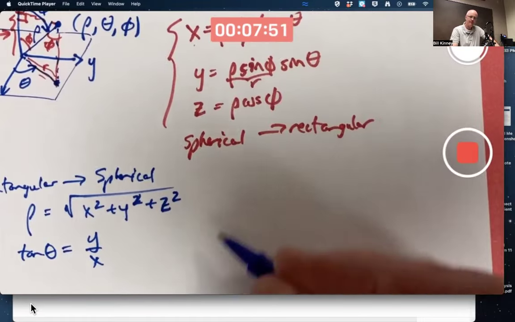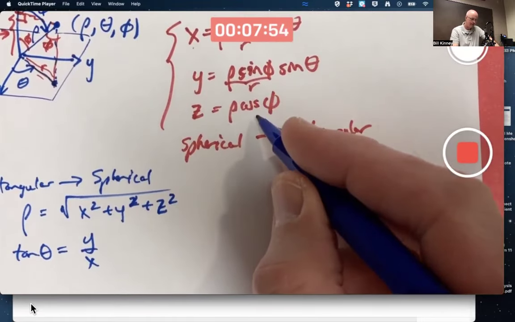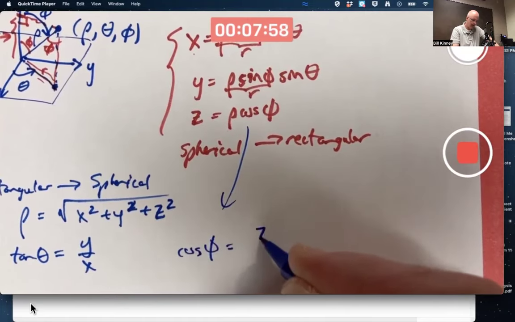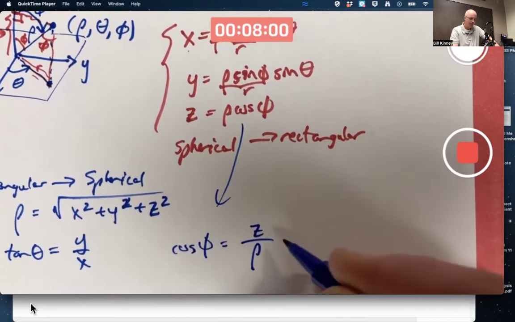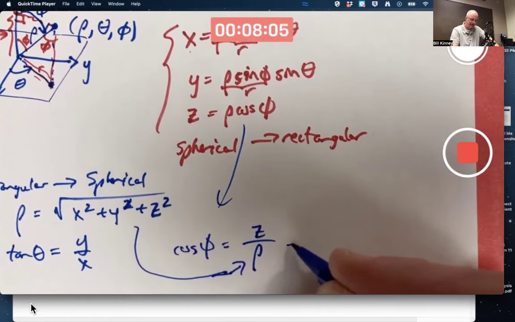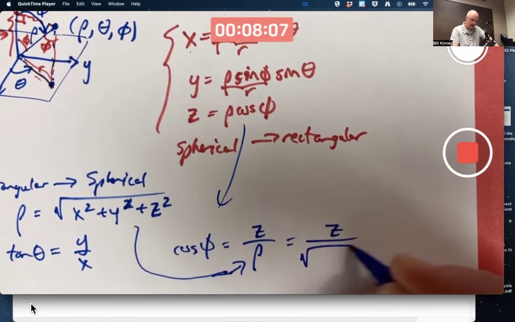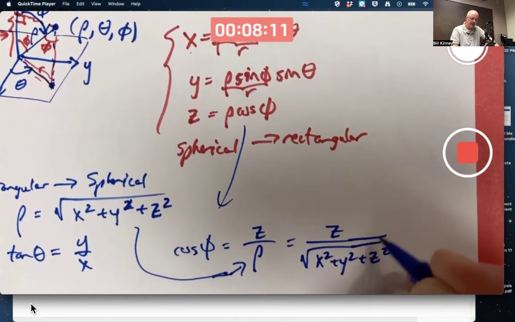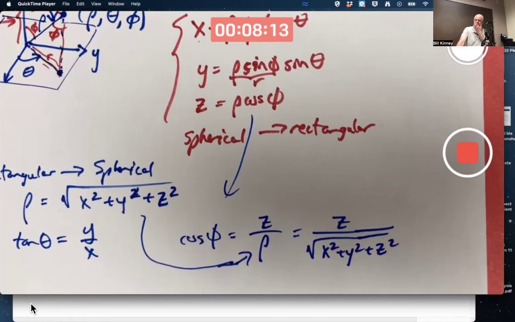How do you find phi? Use this equation. Cosine phi is z over rho. I also can use that fact to say that's the same as z over square root of x squared plus y squared plus z squared. So you can find phi with the inverse cosine function. And the inverse cosine function always gives you an angle back between 0 and pi, 0 and 180 degrees, which is good enough.